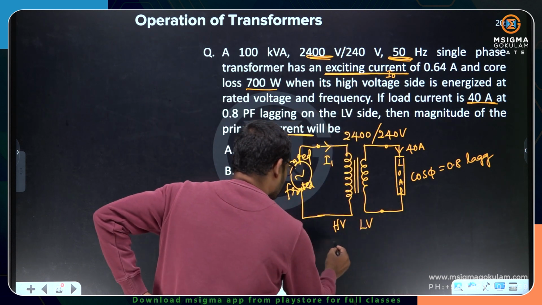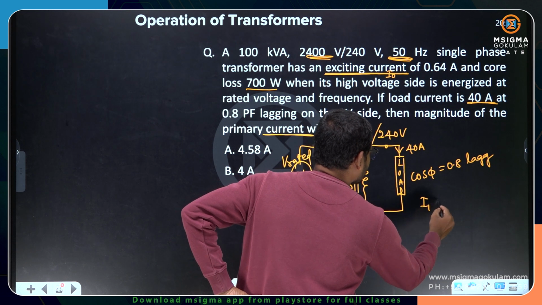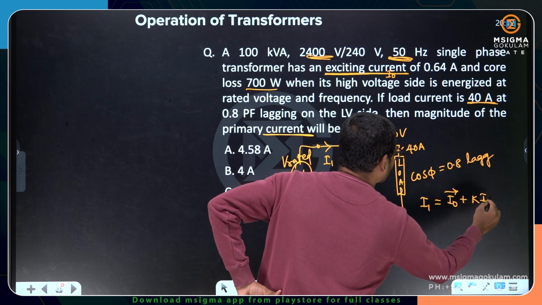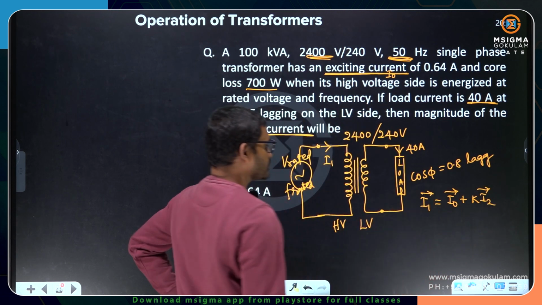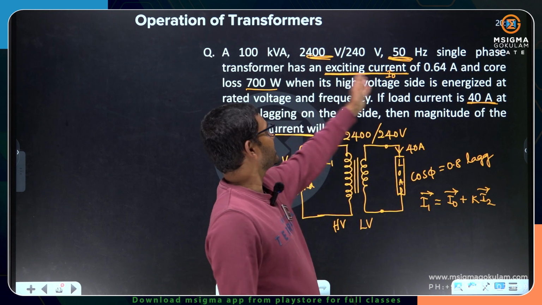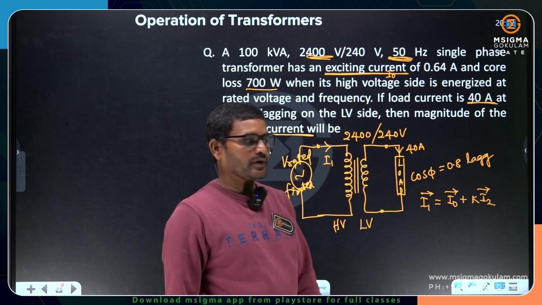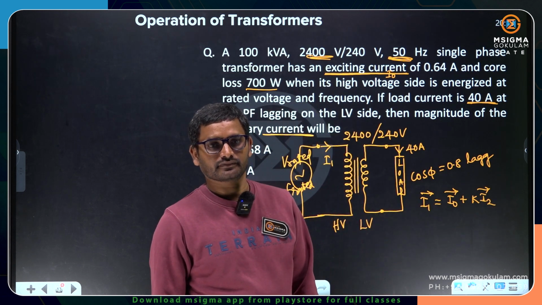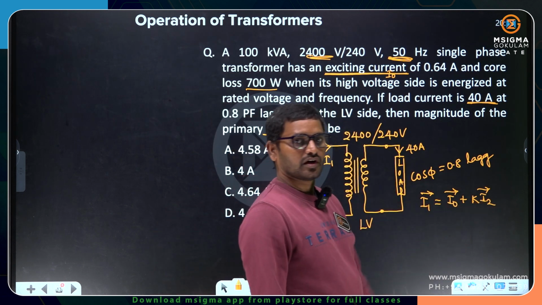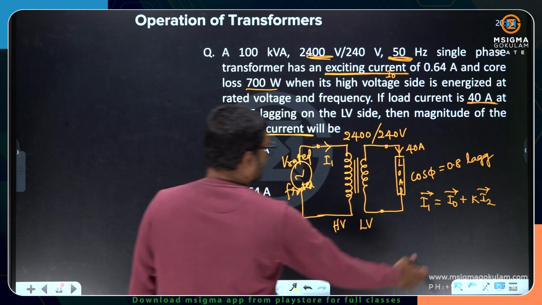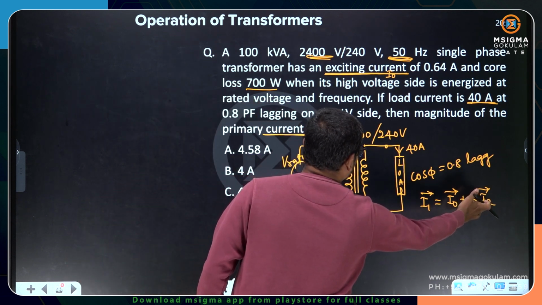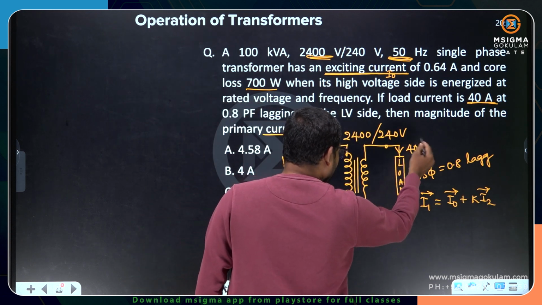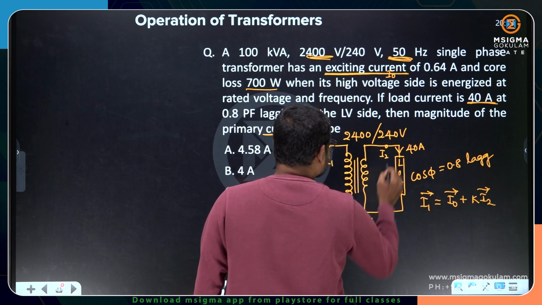I1 is equal to no load current plus K times the load component of current. So you need to calculate: no load current is already known, exciting current, that is 0.64. Now you need to calculate just the load component of current. So how do you calculate the load component of current? I2, how do you calculate? I2 is of course also given here as 40. The secondary current also he has given as 40.